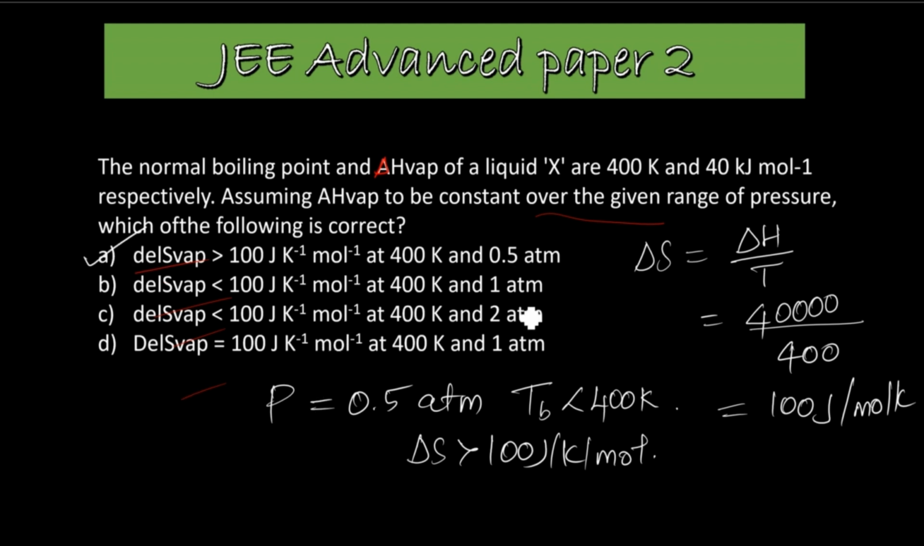Then moving on to option B, which is 1 atm. 1 atm will not change, that's what we took over here. So that is not our answer. Then option C, 2 atm. It's just the reverse. As pressure increases, the boiling point temperature will also increase, so delta S will decrease. So this is also our answer. What about D, which says 1 atm equals 100? That can also be our answer. So A, C, D are our answers.